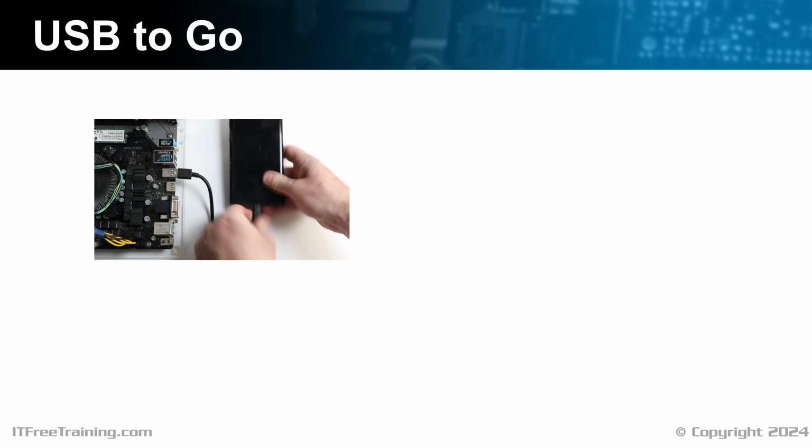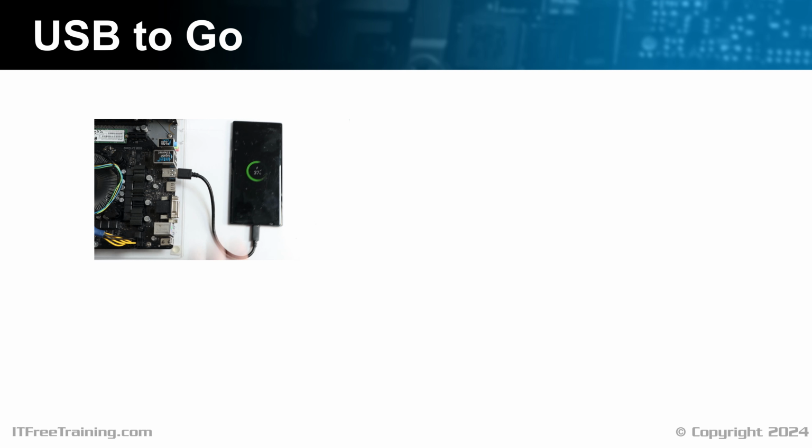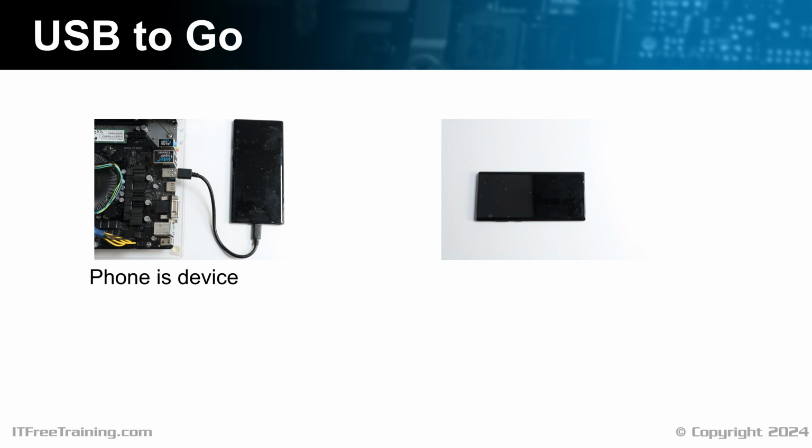This will allow me to access files on the phone using the computer. Thus, the phone is acting as a device. The limitations occur when we want the phone to instead act as a host rather than a device. An example of this is when we plug a USB flash drive directly into the phone. When we do this, the phone now needs to act as the host.